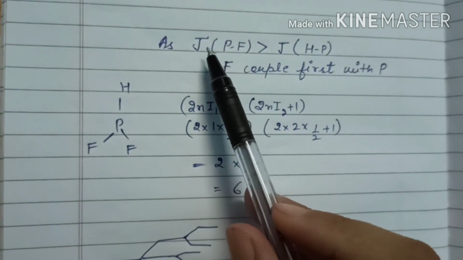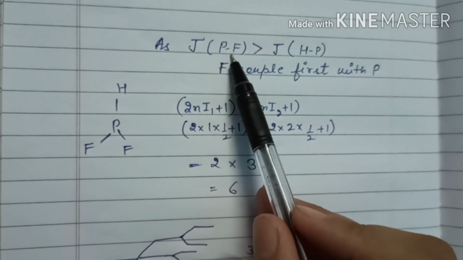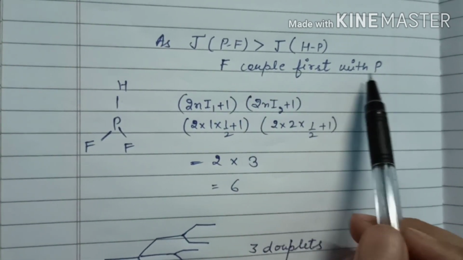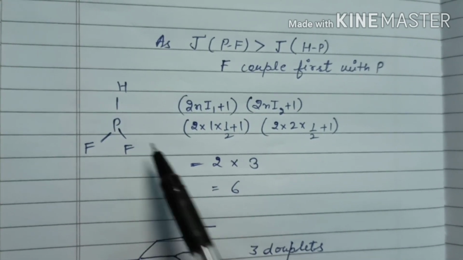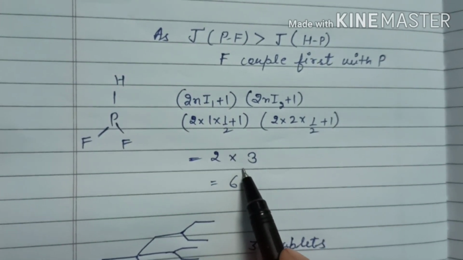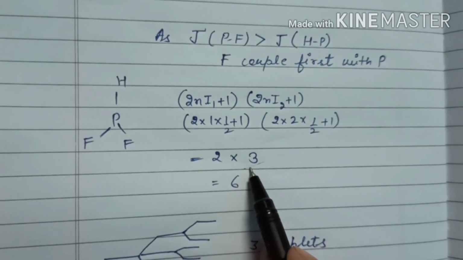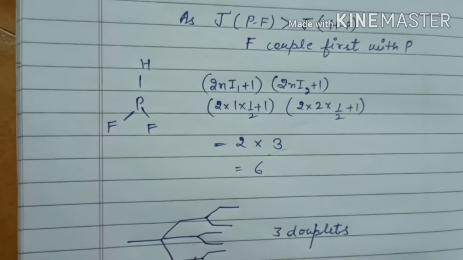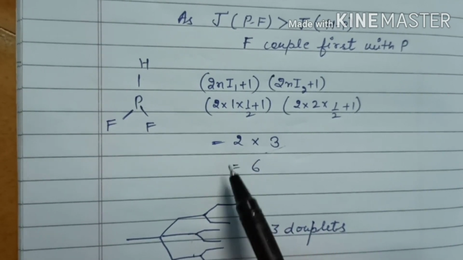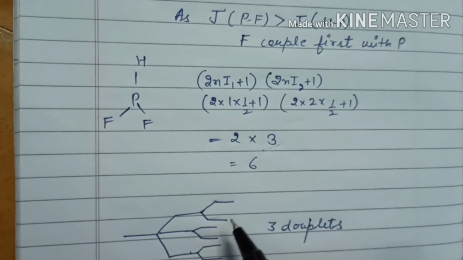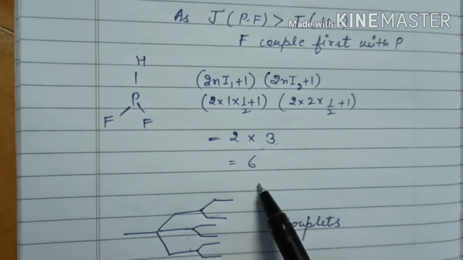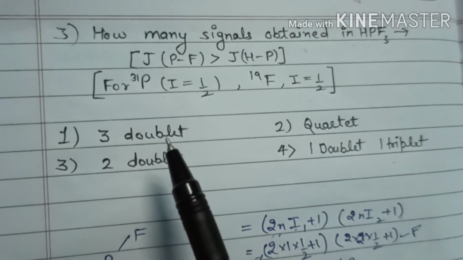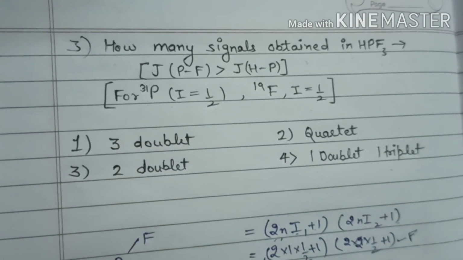As the J coupling of phosphorus and fluorine is higher than the J coupling of hydrogen and phosphorus, F couples first with phosphorus. As F couples first, our one signal splits into 3 signals due to the fluorine atoms. So it splits into 3 signals, a triplet. Then again due to hydrogen, each signal splits into 2 signals. So we get 3 doublets and 6 signals. So what is our correct option? Our correct answer is 3 doublets, the first option.